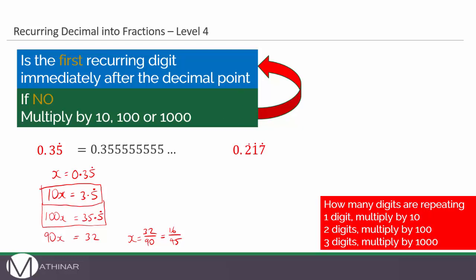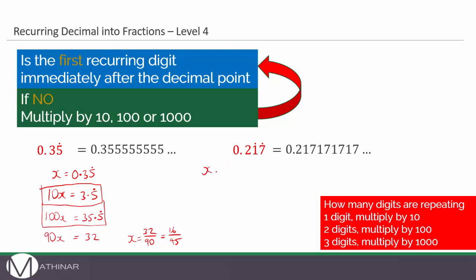So let's look at this one here, 0.217 recurring. The 1 and the 7 are recurring. So on your calculator display, this will look like 0.217171717 and so on. So we ask ourselves, is the first recurring digit immediately after the decimal point? Well, first recurring digit is here, decimal point's here, it's not immediately after, so no. So we need to multiply by 10, 100 or 1000 so that it is.